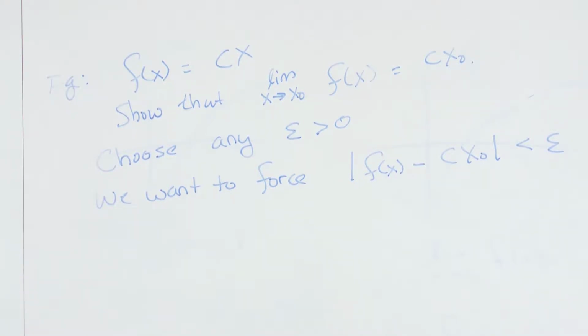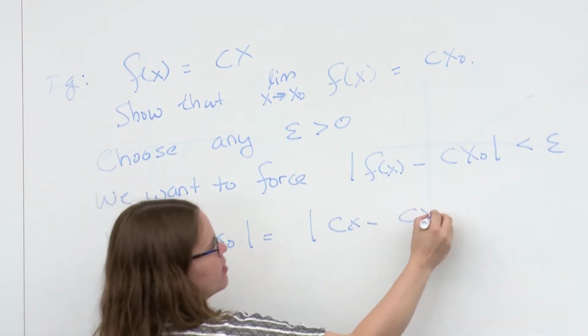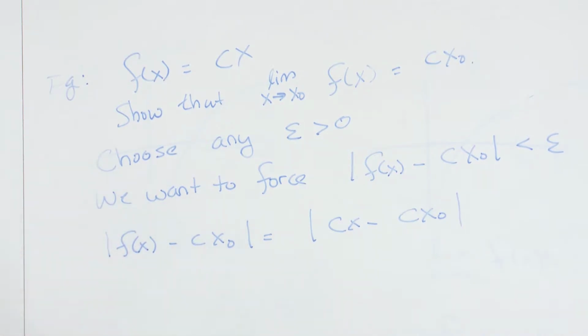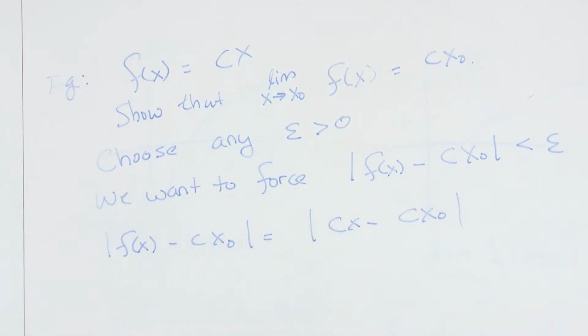Okay, so we're going to start by writing down what this is, right? We know what f of x is. So f of x minus c x naught is c x minus c x naught, right? We substitute in the information that we know, and we try to simplify. As we're simplifying, we're trying to come up with some requirements on x minus x naught. So as you're simplifying, you should have that in your head. I'm looking for terms that look like x minus x naught because I want to put some requirements on this.